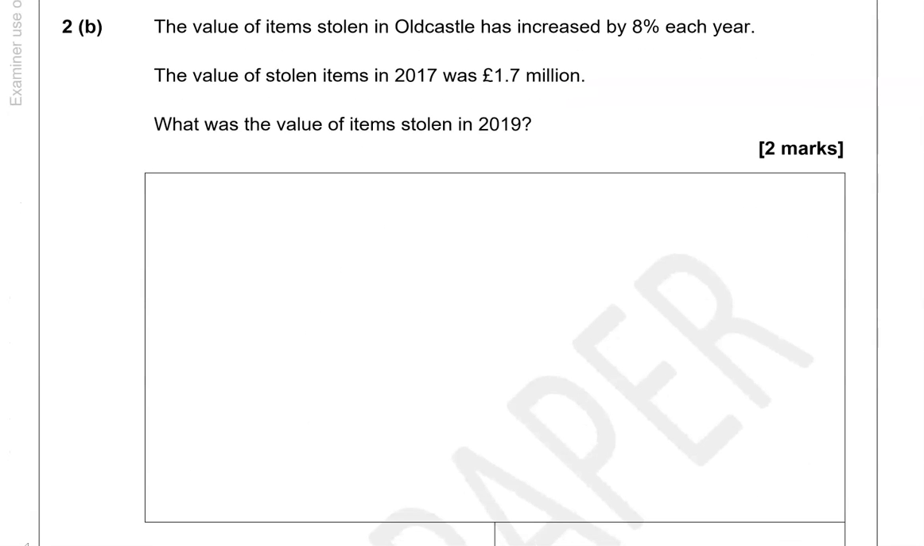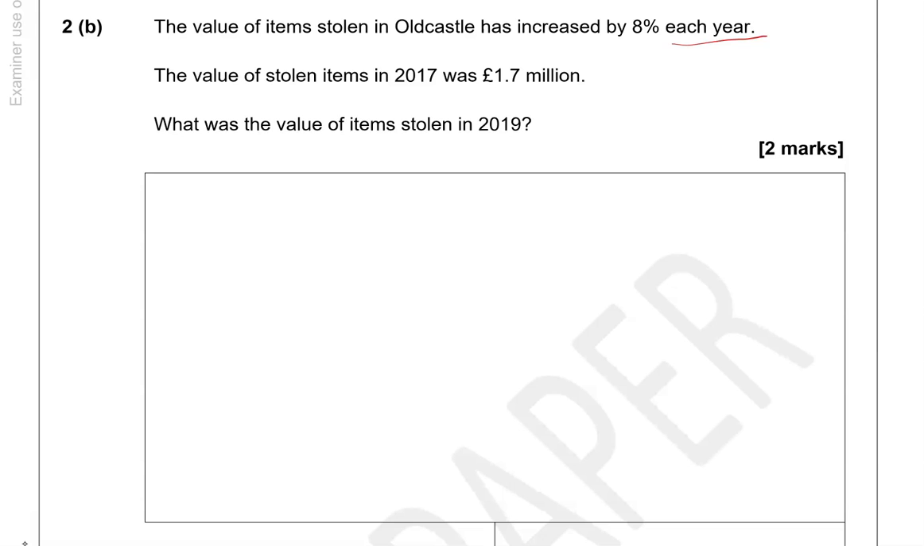The value of items stolen in Oldcastle has increased by 8% each year. The value of stolen items in 2017 was £1.7 million. What was the value of items stolen in 2019? Since the value has increased each year, that tells us that this is compound increase. So we'd use the same formula that we use for compound interest.